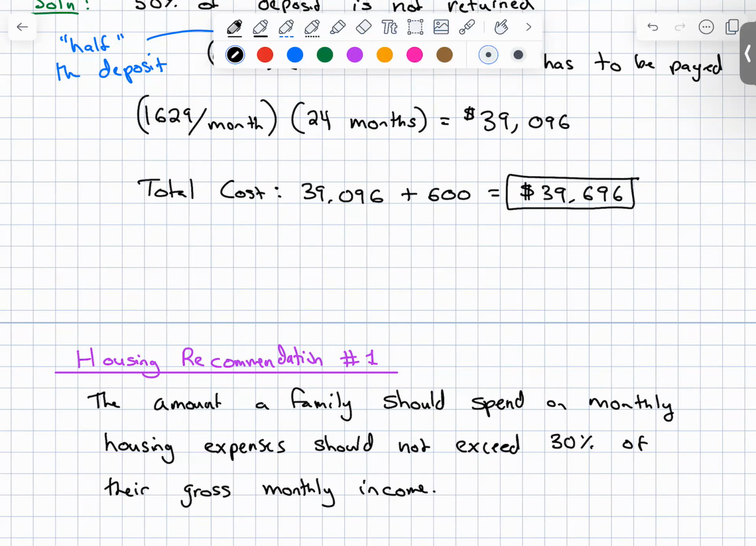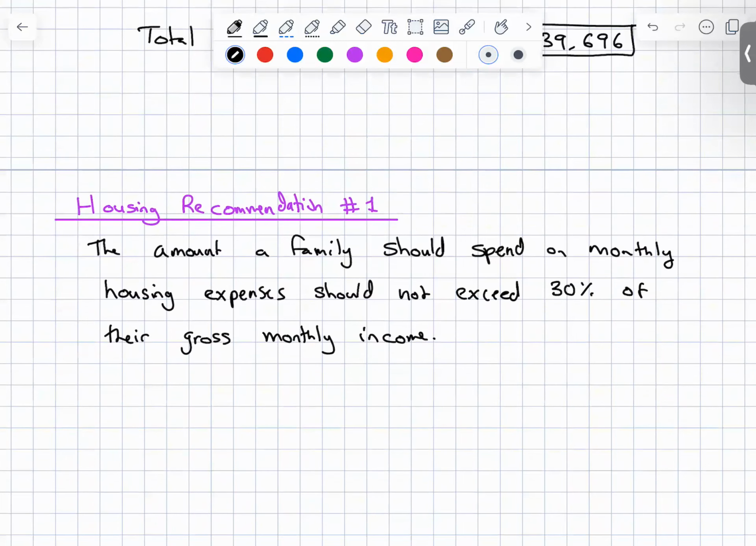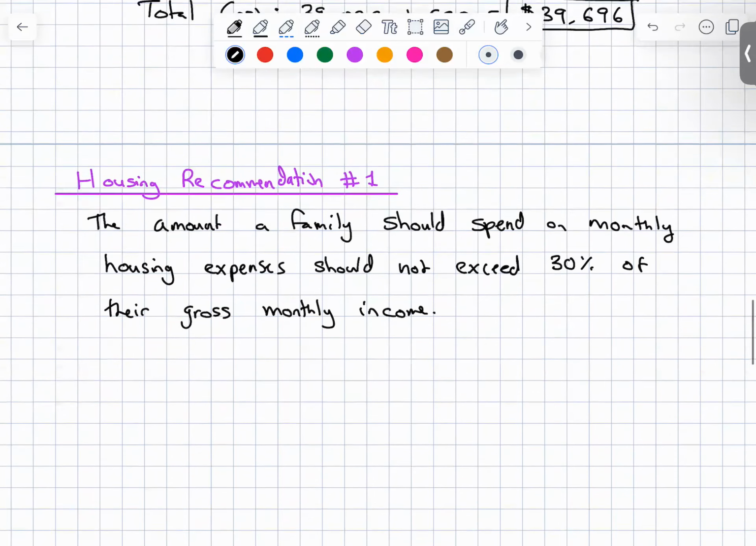Just as a note, gross means your full income, whereas net is how much you would take home after taxes. So if your gross monthly income is $100,000, you usually take home anywhere from about 75 to 80,000, depending on the situation and the state and local taxes and so on. But that is housing recommendation number 1: 30% of your gross monthly income. Keep in mind that it's of gross monthly, so that's telling you about percentages.